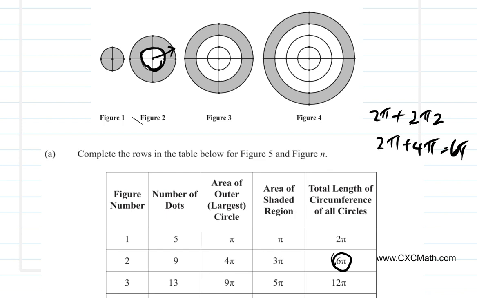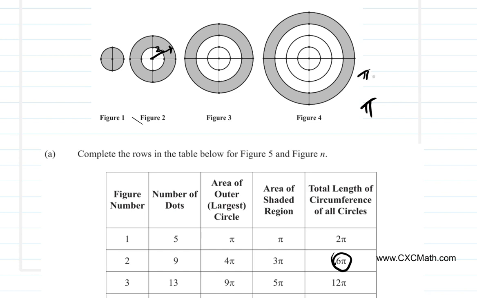The area of the shaded region would be the outside area minus the inside area. You already have pi for the inside. The total radius would be 2, so it's pi times 2 squared, which is 4 pi, minus pi. So 4 pi minus pi gives you 3 pi. That's why they get this.